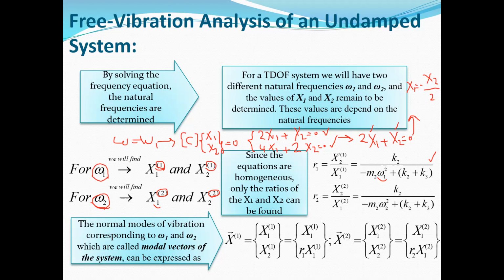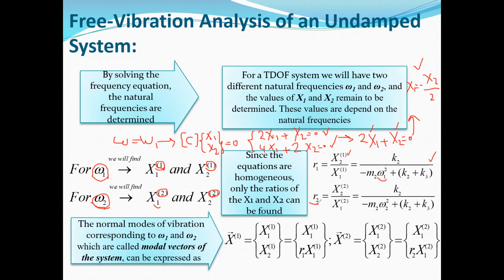Here you can see the ratio of x2 to x1 is equal to a numerical value. For my assumption here, x2 to x1 is equal to -2, for example. So this will be a number, a digit, which is the relation between x2 and x1, or the amplitudes for the first natural frequency. For the second natural frequency the same scenario will happen, and you can find again another relation between the amplitudes for omega equal to omega 2.